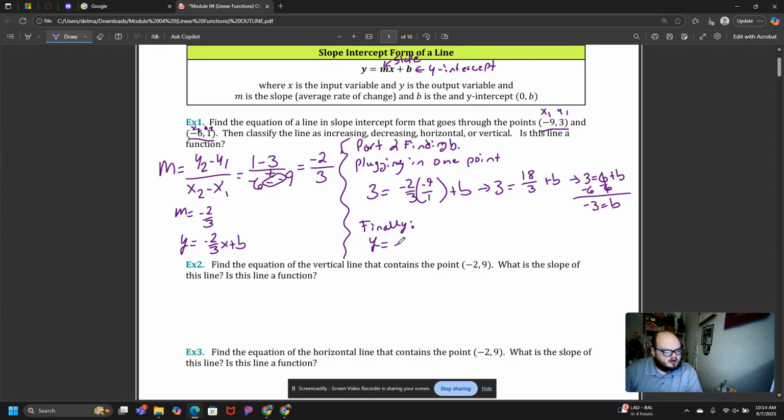So finally, my equation is y equals -2/3 x minus 3. After those 3 steps, I found my equation. Now, there is a negative in front of my slope. When there's a negative in front of my slope, I know that I'm decreasing. And yes, it is a function because it's going up 2 and over 3, up 2 and over 3. So it's making a slanted line. So it is a function.